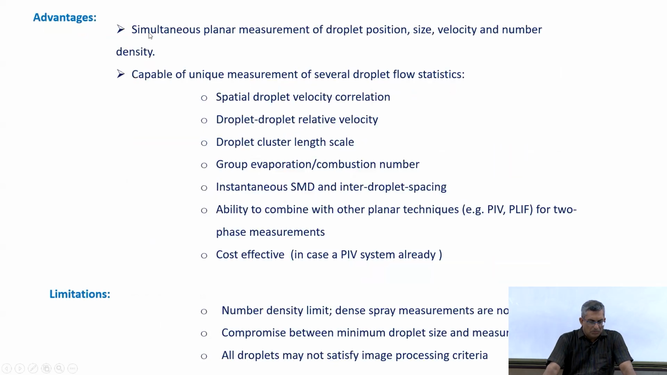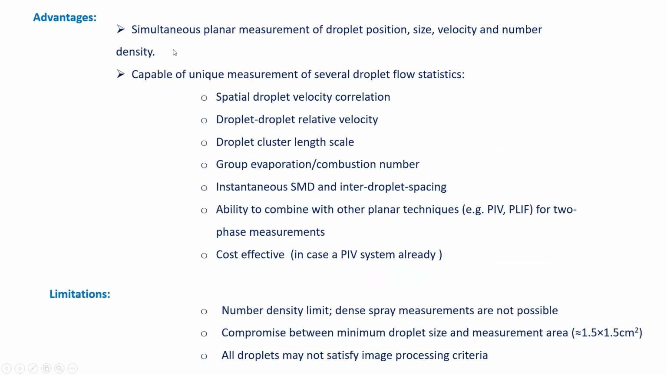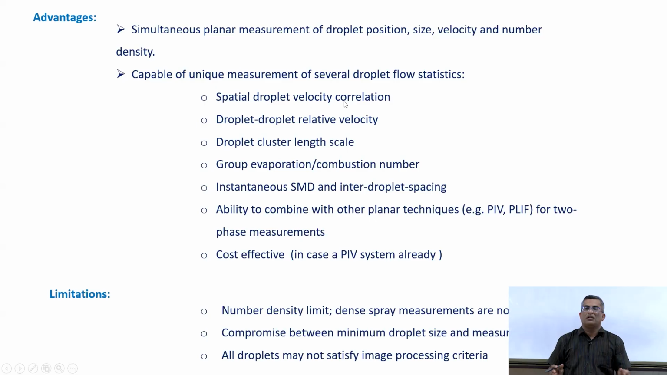So the advantages of the ILIDS technique, as I said, is simultaneous planar measurement of droplet position, or I can say particle position, size, velocity, and number density. All this we can get. And because of this ability, we can get several particle flow statistics which are otherwise not possible. For example, spatial correlation between particle velocity. So if we want to correlate particle velocity with itself, that we can do.